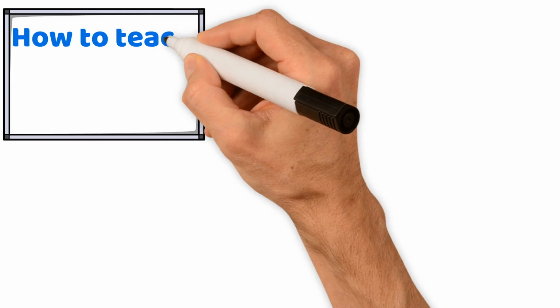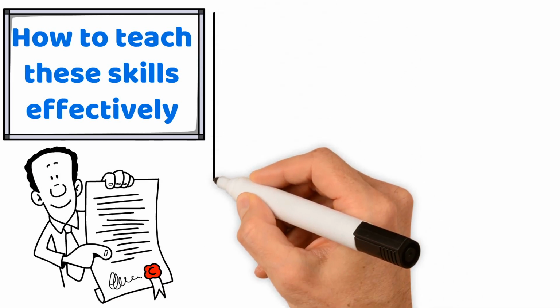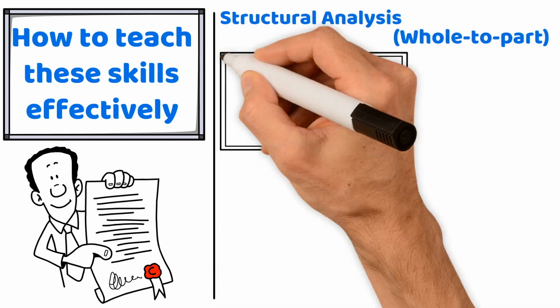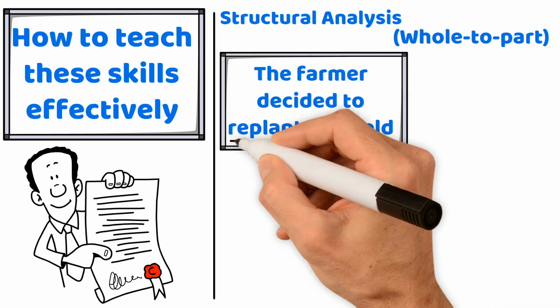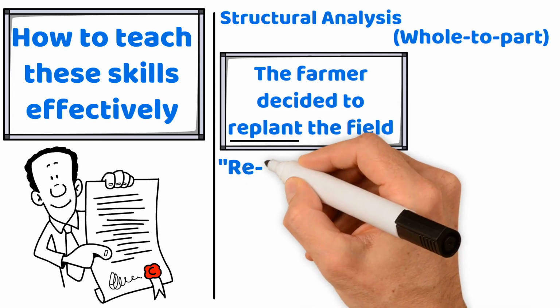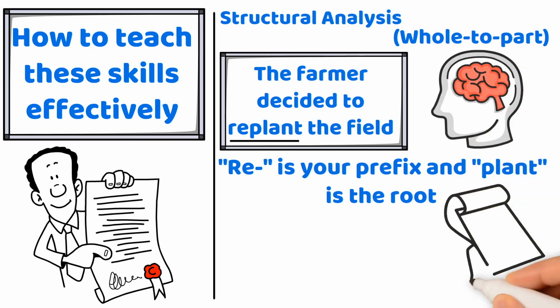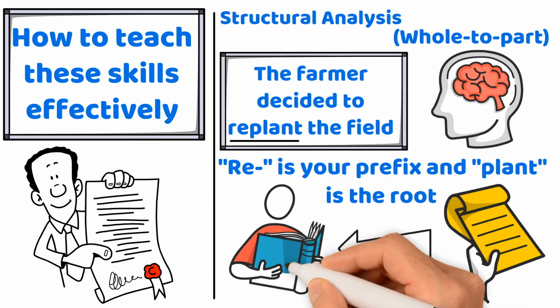Let's break down how to teach these skills effectively, because remember, your exam will check your ability to teach them, not just know them. For structural analysis, begin with the whole-to-part strategy. Start with a sentence. The farmer decided to replant the field. Highlight replant and dissect it. Re is your prefix, and plant is the root. Understanding prefixes like re can unlock meanings in countless other words, a critical skill for your reading and literacy sections.